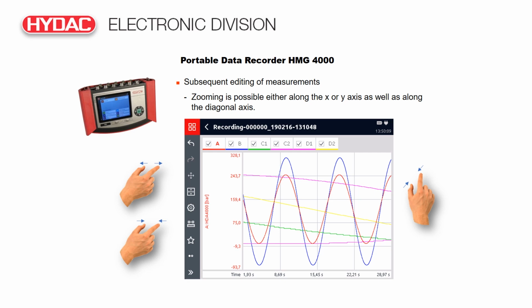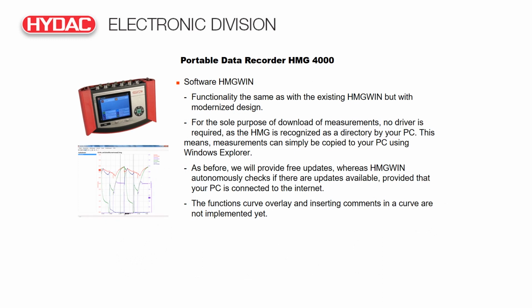Along with the HMG 4000 is a new HMG Win software. You can review your recordings on a computer screen, and you are able to do the same functions as you did on the HMG, but through the computer. You would also have the overlay function to compare recordings to each other.